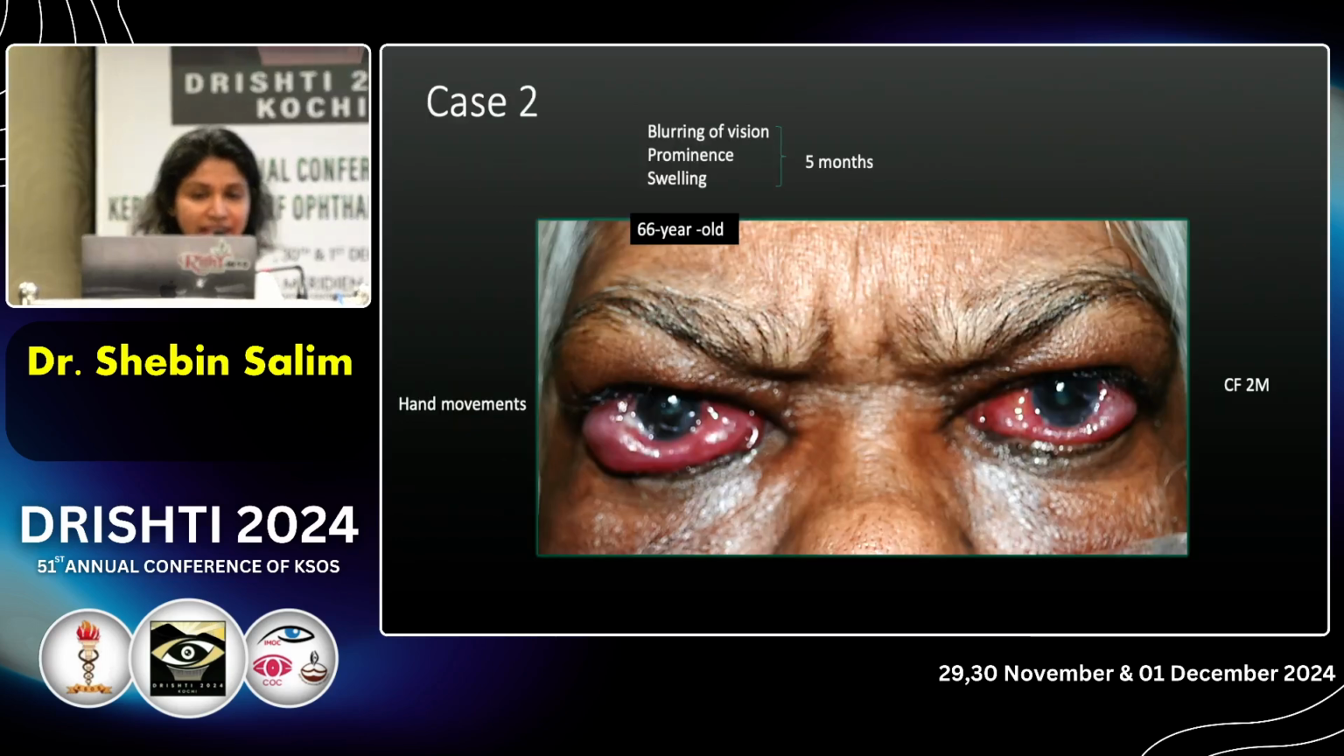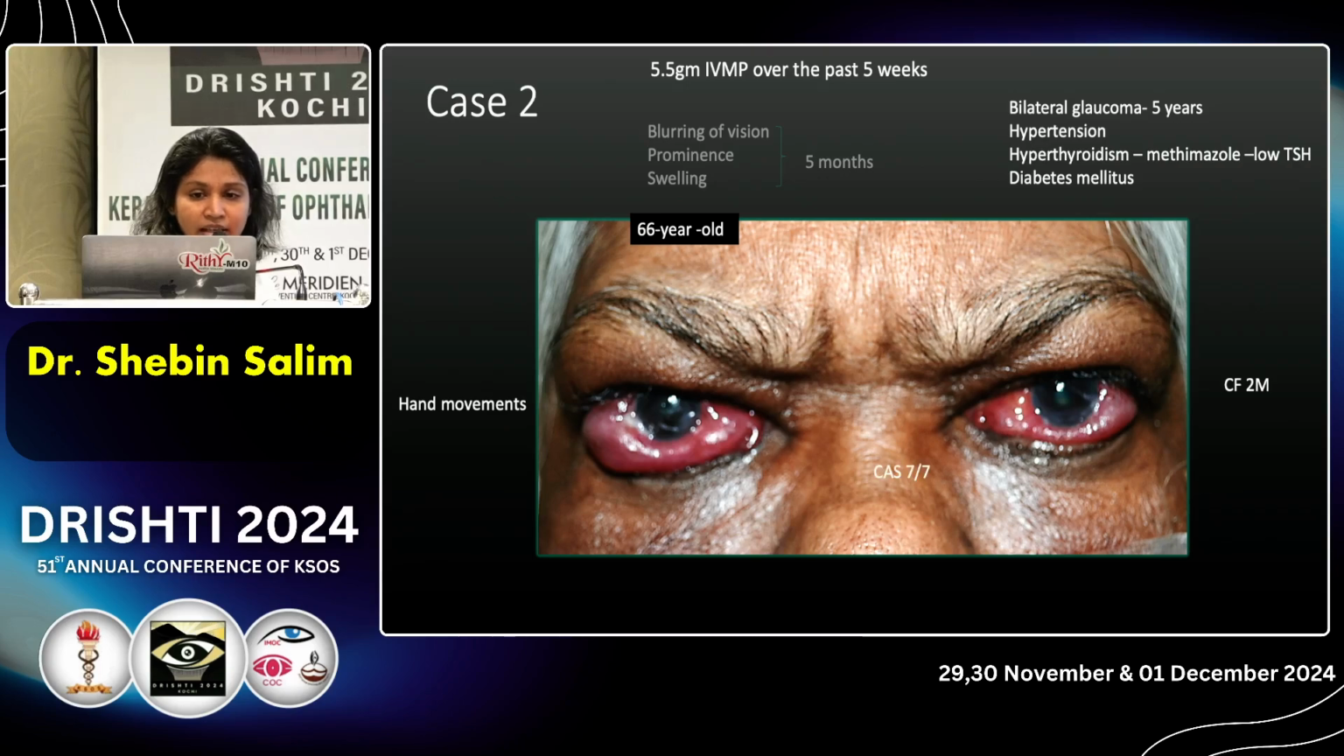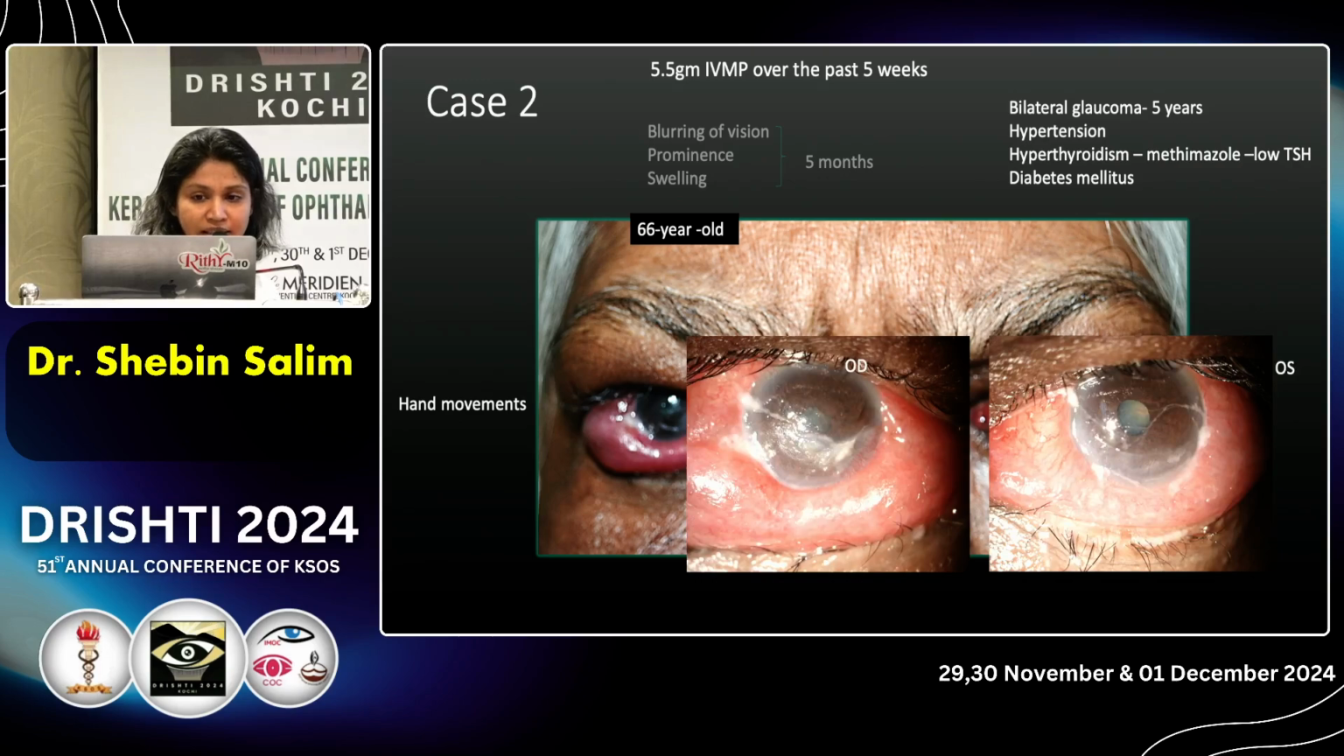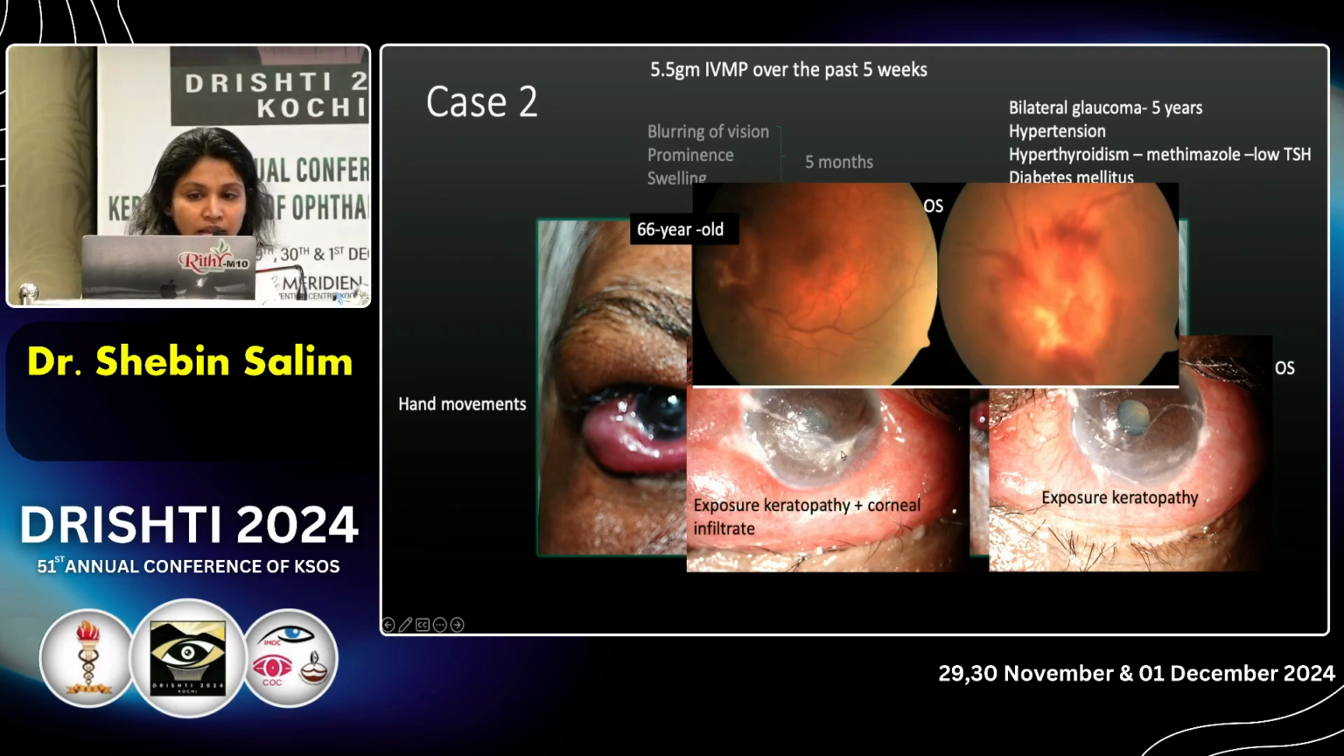This was the second case, a 66-year-old lady with bilateral severe, sight-threatening thyroid eye disease. And here we can see that the clinical activity score was 7 out of 7. So this is both eyes cornea. Here there was severe exposure keratopathy on both sides with a focal infiltrate on the right eye. Again, the fundus, right eye had no view, left eye had disc hemorrhages and edema suggestive of compressive optic neuropathy.